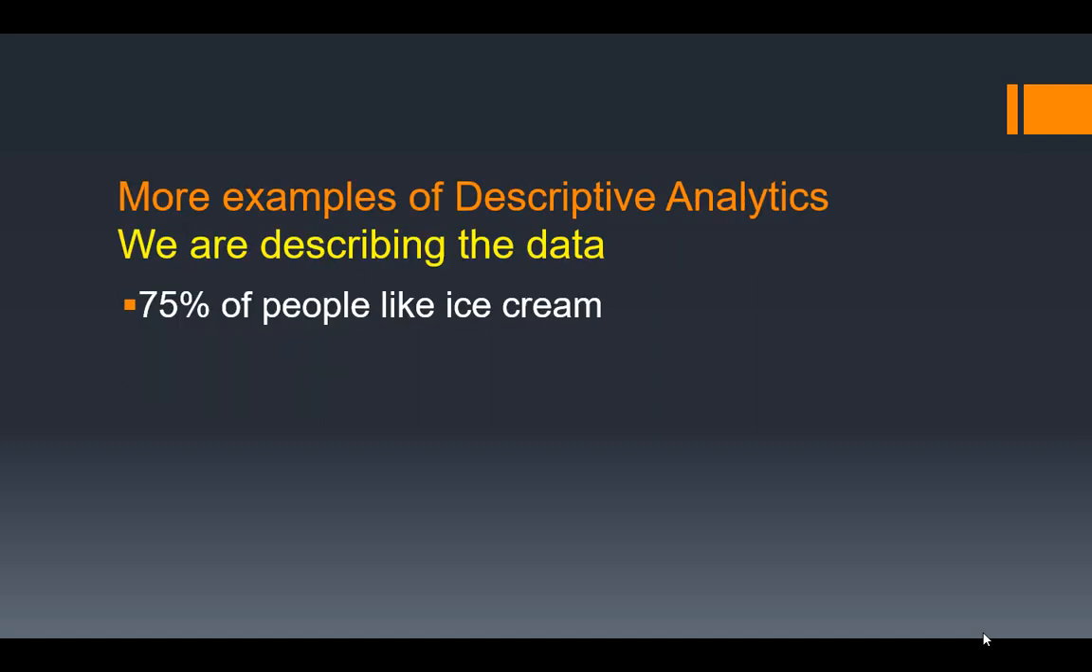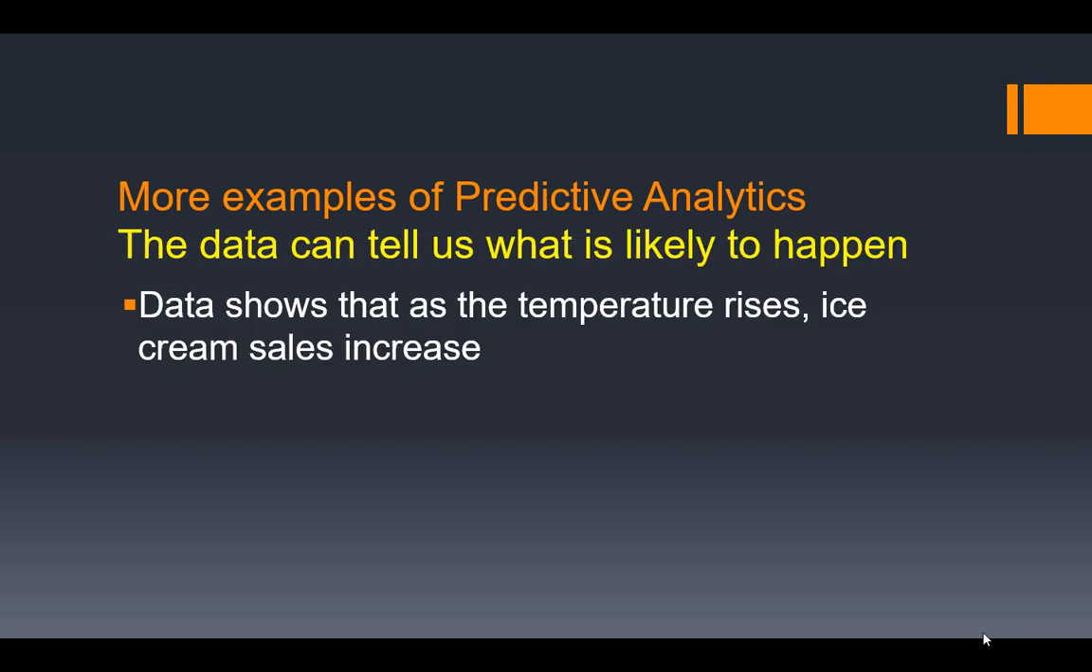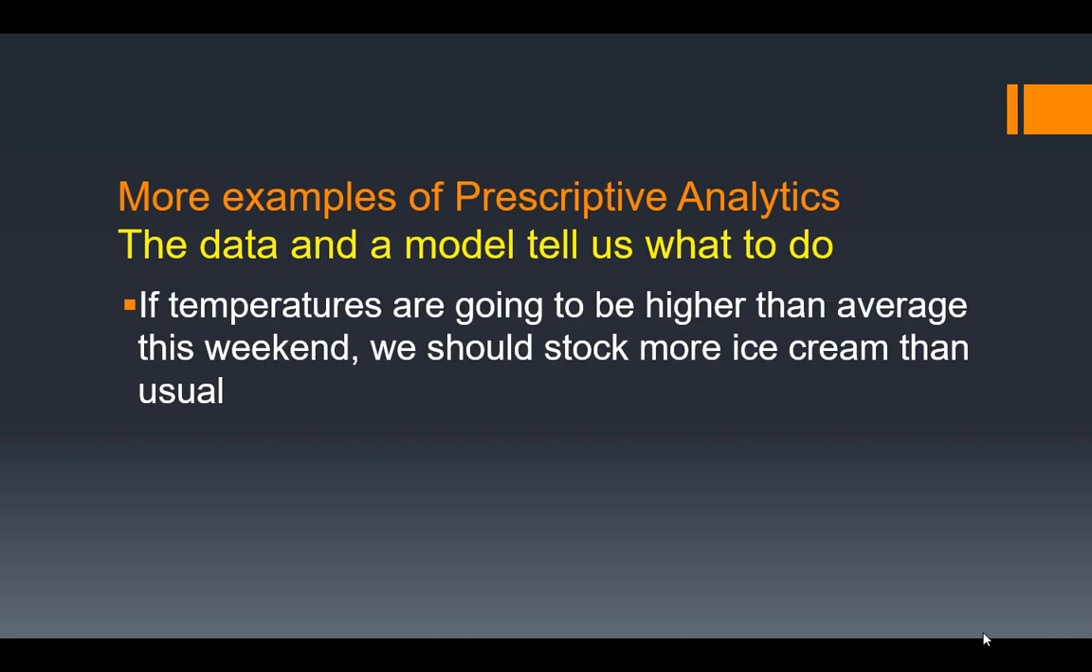And finally, here are just a few extra examples. For descriptive analytics, we're describing the data. So things like 75% of people like ice cream. Predictive analytics is predicting what is likely to happen. So data shows that as the temperature rises, ice cream sales increase. Prescriptive analytics is based on the data. We've created a model to tell us what to do. So if the temperatures are going to be higher than average this weekend, we should stock more ice cream than usual.